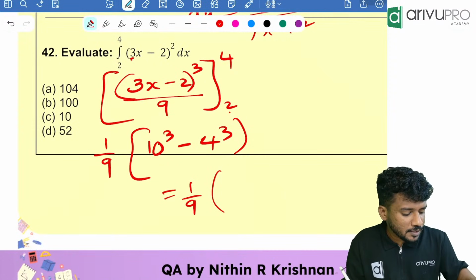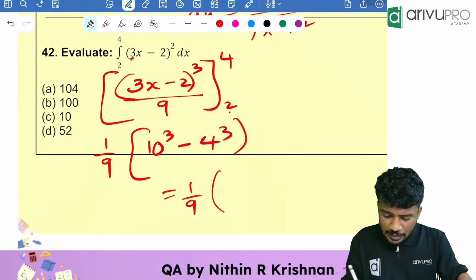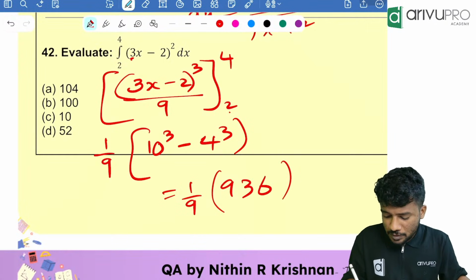Take your calculator. 10 cube minus 4 cube, that is 936, divided by 9, which is equal to what?